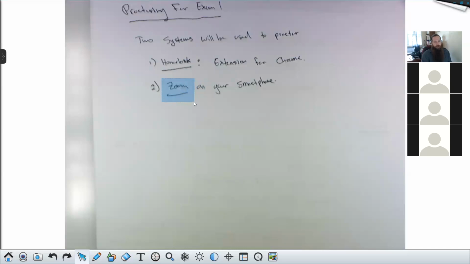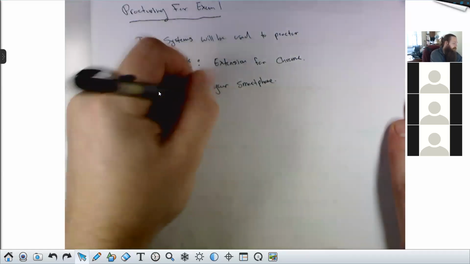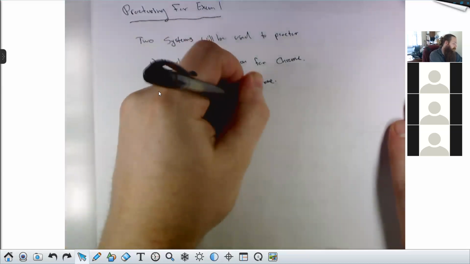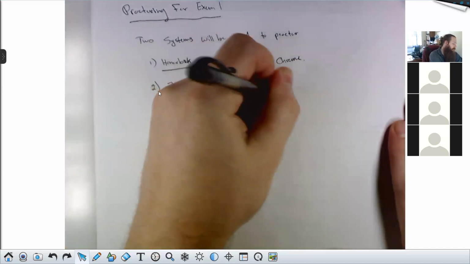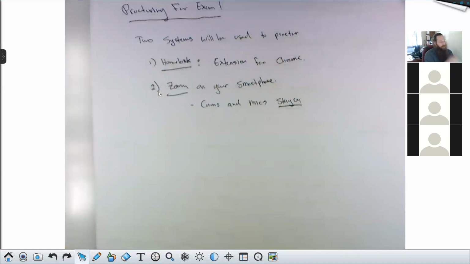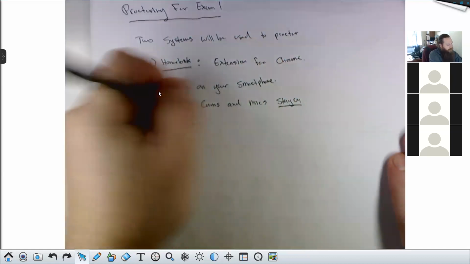If you've never used Zoom on your phone, it's easy, but I would recommend installing it ahead of time and just making sure that you know what to do in there to sign in. Cams and mics stay on the whole time. Everybody's going to go into their own breakout room.